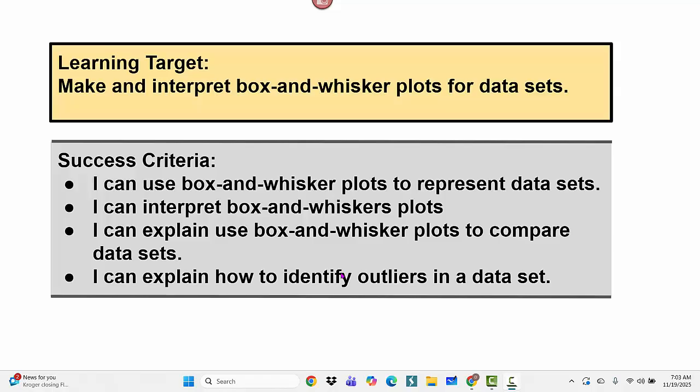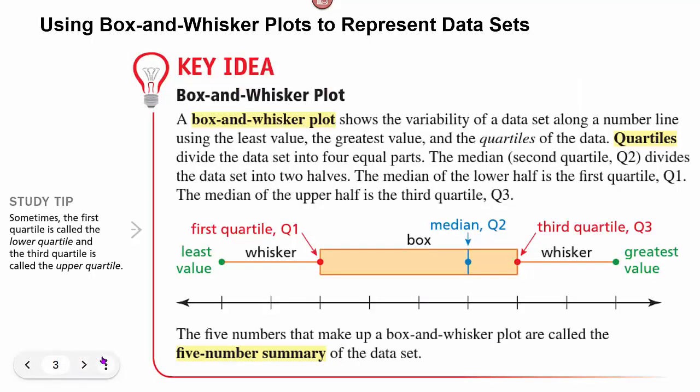Well, let's see here. Okay, there we go. Here is the good stuff that you need. So you should take notes on this. What a box and whisker plot is. It shows the variability of a data set. So far we've done the mean, median, mode, and range, so this is another display from the data. It shows the variability of a data set along a number line.